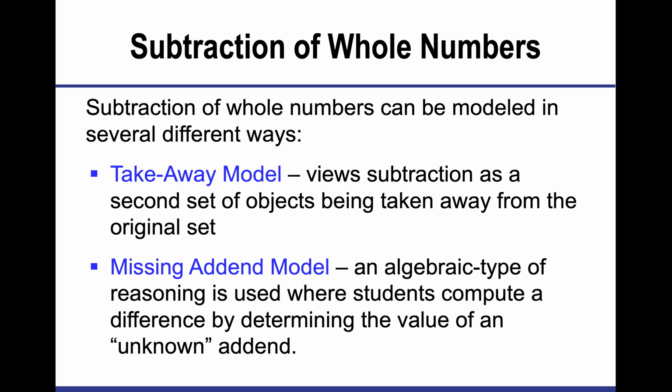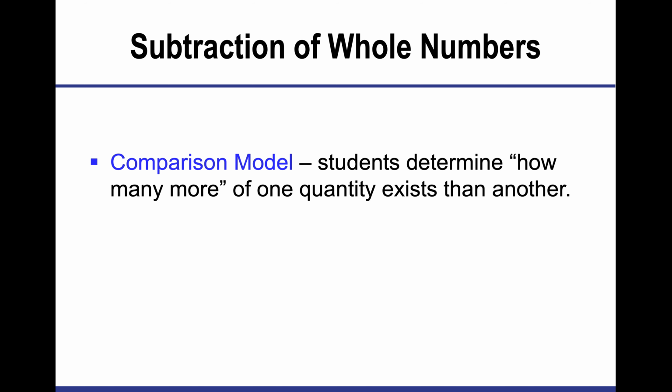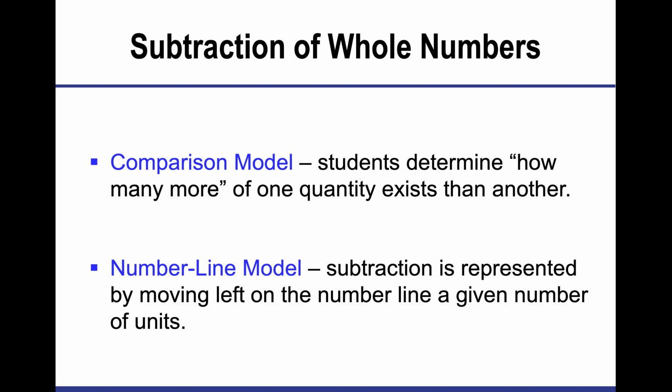My son totally gets the adding model. My daughter cannot do the adding model to save her life. So she has to do the takeaway model. These are not going to meet the needs of every single learner if they were just presented by themselves. We're wanting to present both so that we have the most successful students possible in the class. Next would be the comparison model, which is how many more one quantity is than another. And then again, we can use the number line model. That's actually a really good one for a lot of students who are visual learners.